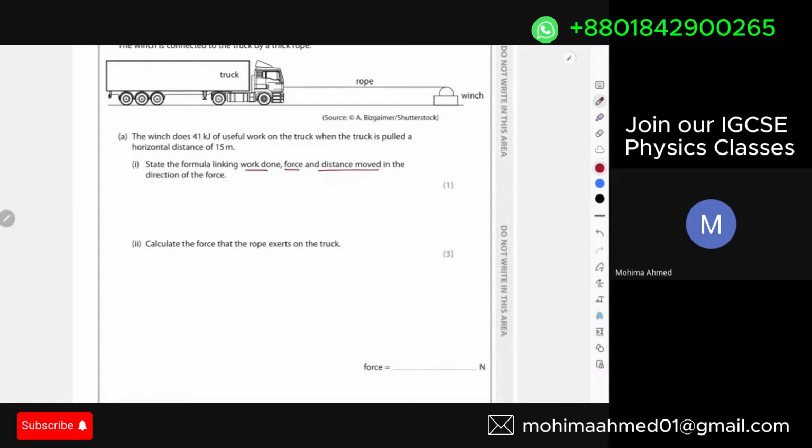And always remember, I know I could write down the equation in terms of symbols as W equals F D, but they will not give you a mark for this. Whatever words they have used, always try to use those words only. Sometimes in the notes section they will allow equations in terms of symbols, but sometimes they might not allow that. Just for safety, do not lose this 1 mark. We will write down the entire equation in whatever words they have used: work done equals force multiplied by distance moved.